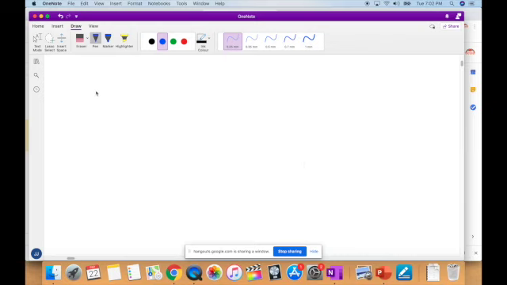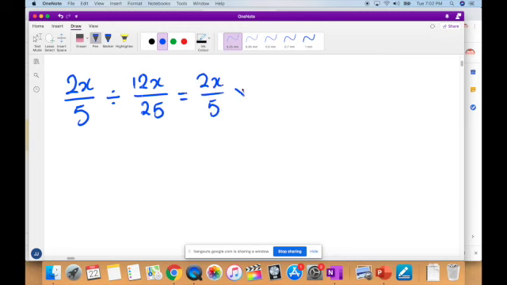So let me just do one last one before you all go. What about 2x all over 5 divided by 12x all over 25? You put the 12x over 25, so you invert and multiply. So 2x over 5 multiplied by 25 over 12x. Finish me off here.